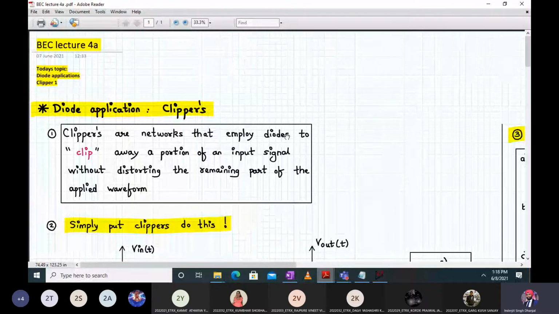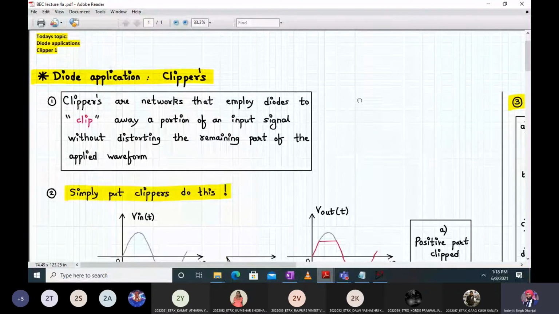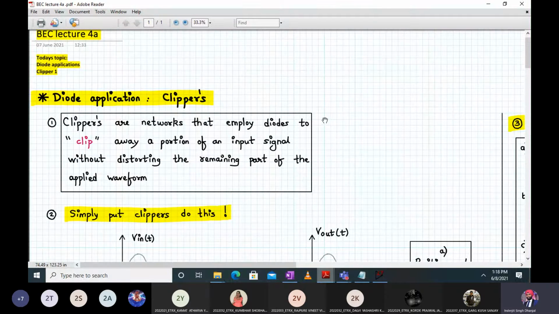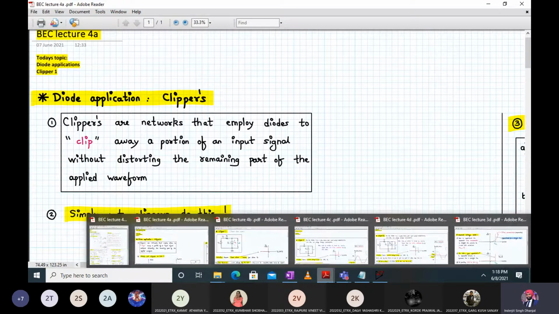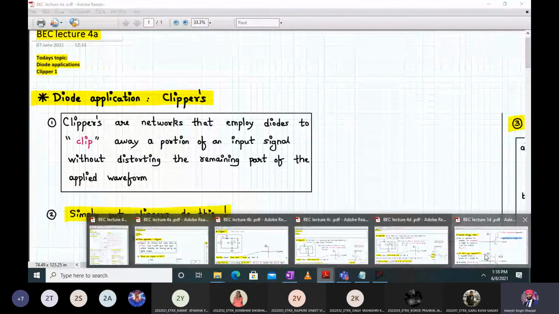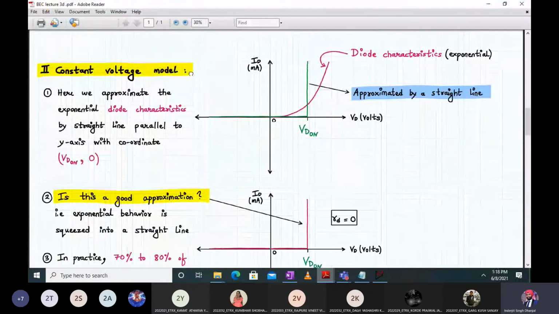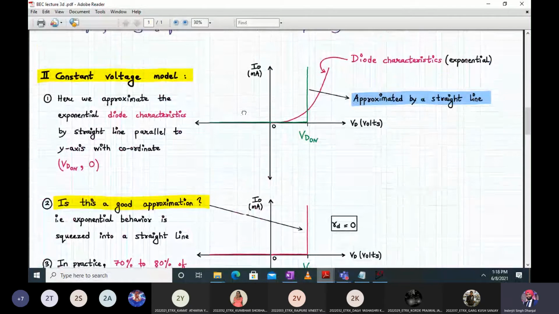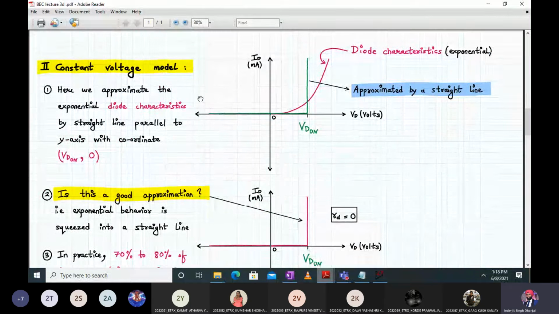Today we are going to discuss the diode application, particularly the clipper circuits. We will study and analyze one type of clipper circuit, basically parallel clippers, today. Before going to this topic, let us revise a model which we discussed in yesterday's class. I have shared a video recording, but let me continue and discuss this once more.